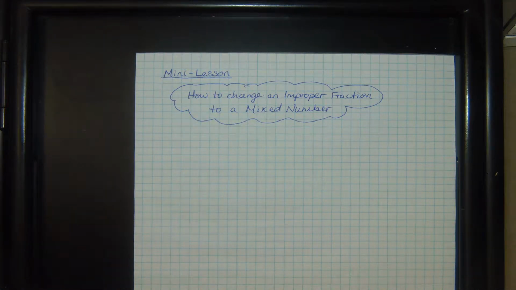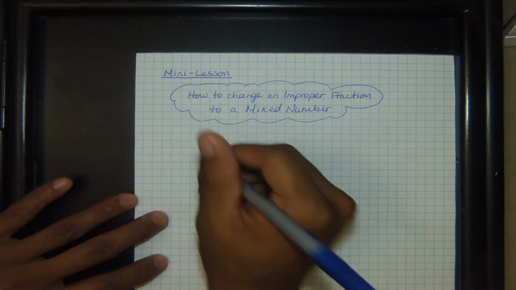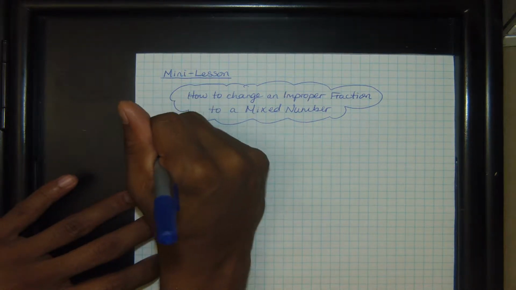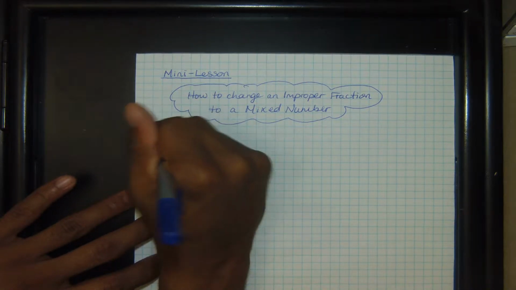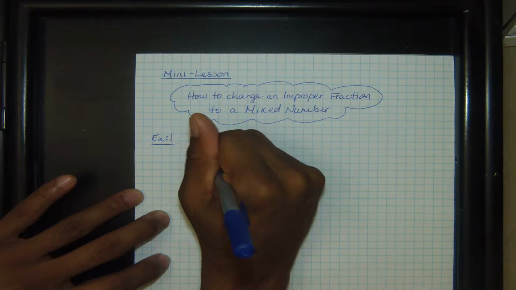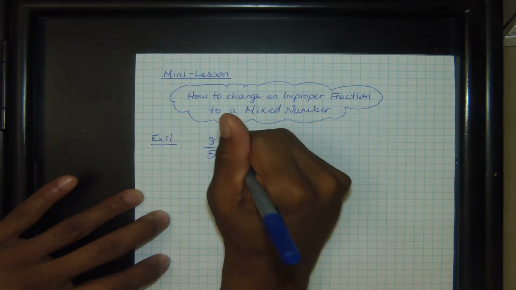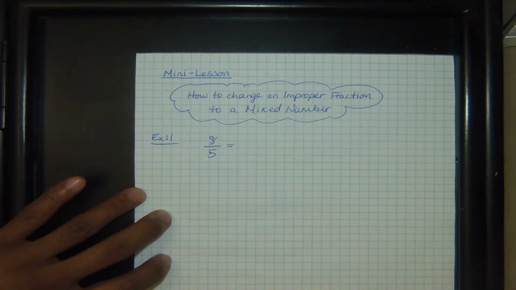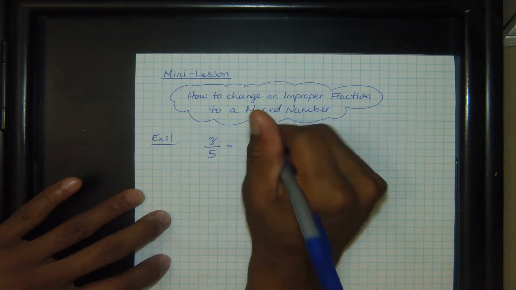Alright, so we want to do a little mini lesson right now on how to change an improper fraction to a mixed number. So we'll start off with the improper fraction of 8 over 5. Okay, so let's say we had the improper fraction of 8 over 5 and we're trying to change that to a mixed number. First thing I'm going to do is you always write the denominator on the outside.